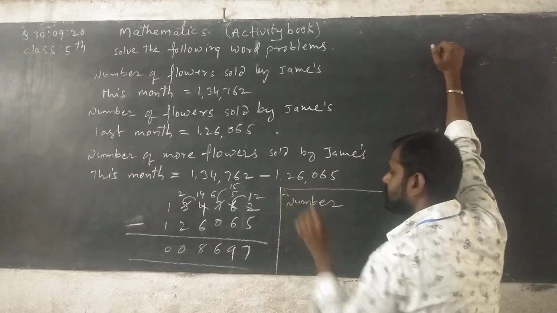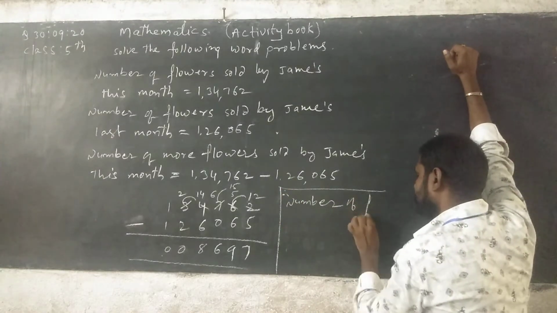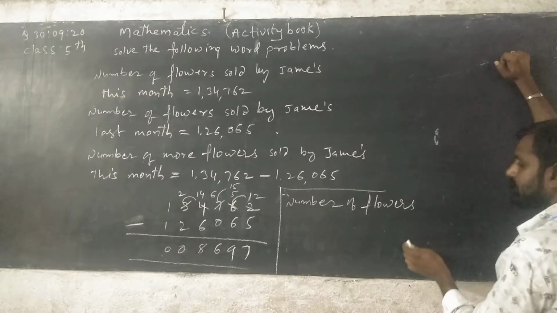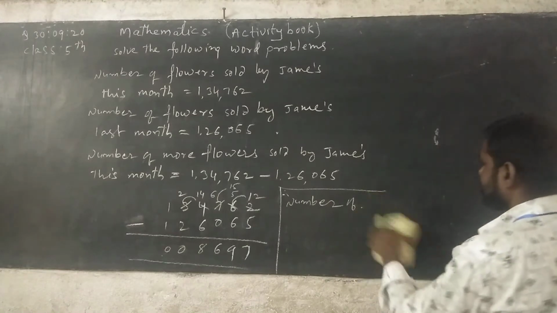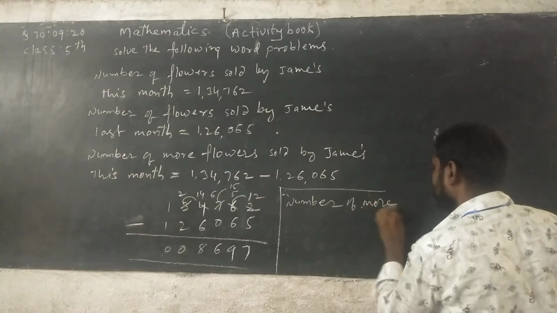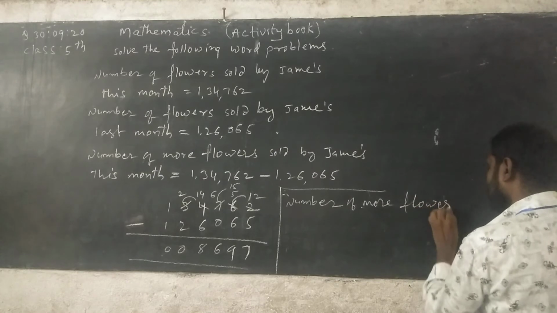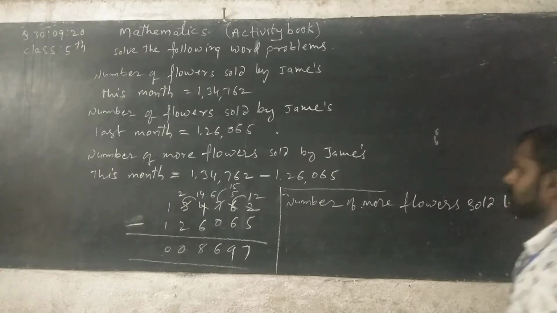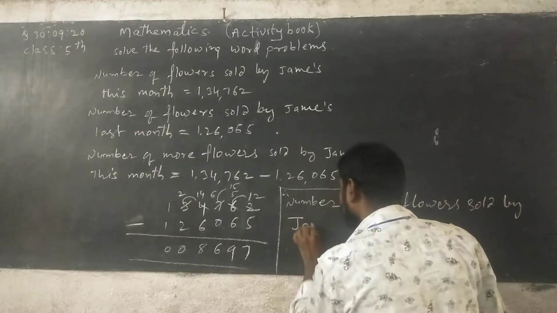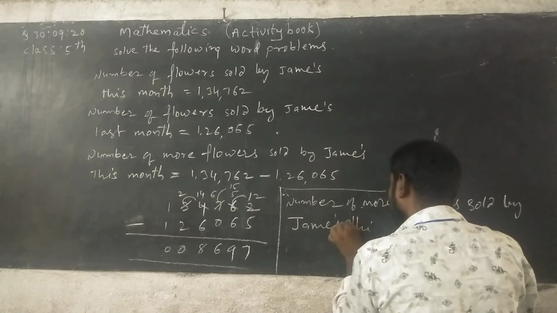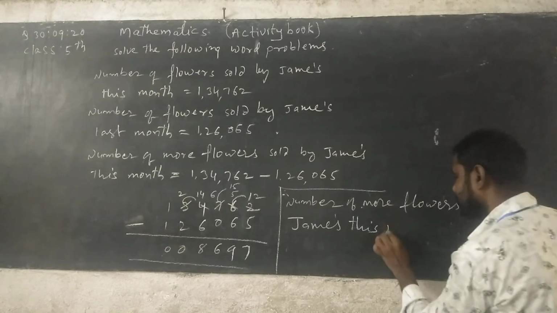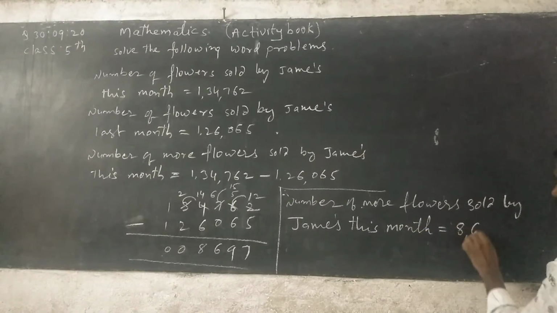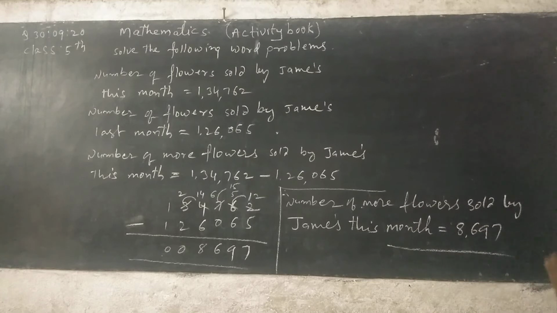Therefore, the number of more flowers is 8,697.